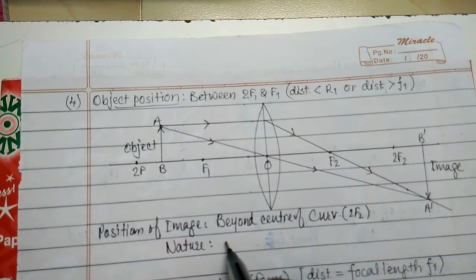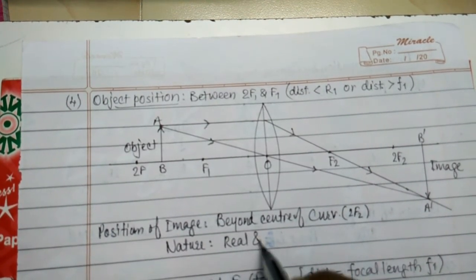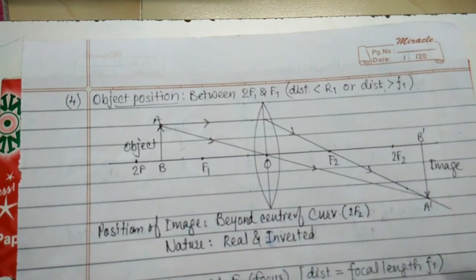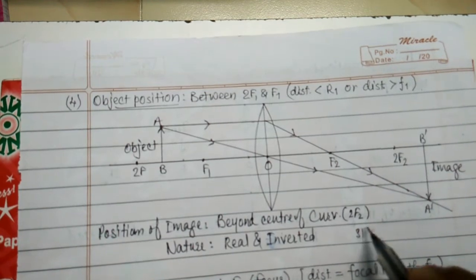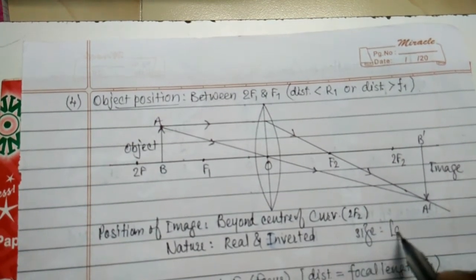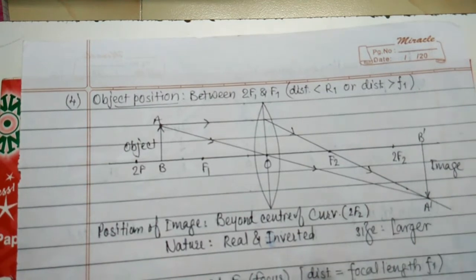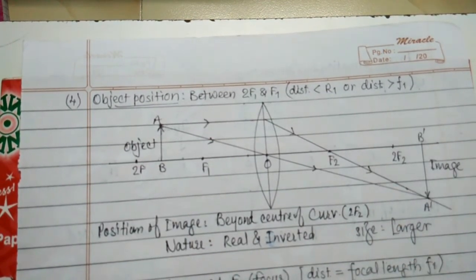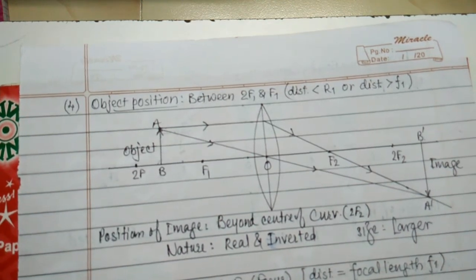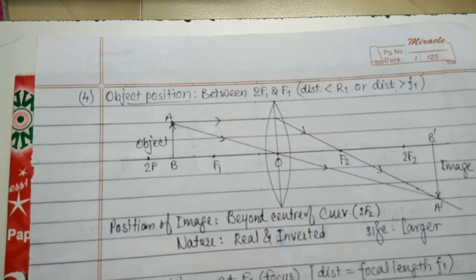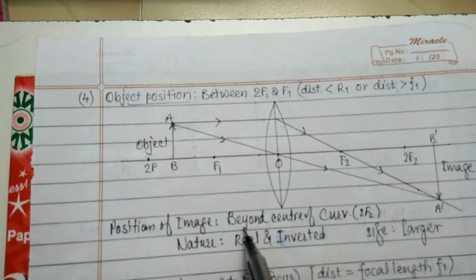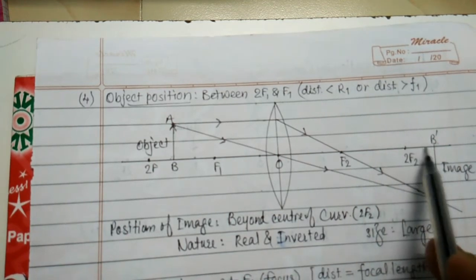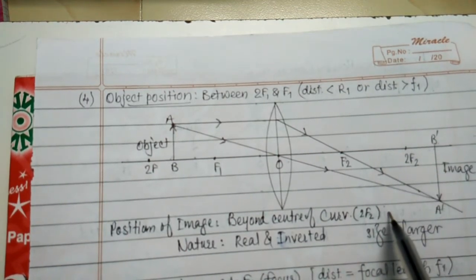Nature of the image: real and inverted. Why real? Because it is obtained on the other side of the lens. And size: larger, because the object is 2 lines in height and the image is 3 lines in height, so it is larger. A larger image is obtained when the object is placed between f1 and 2f1. Beyond the center of curvature means the distance is more than the radius of curvature. So we can also say that.